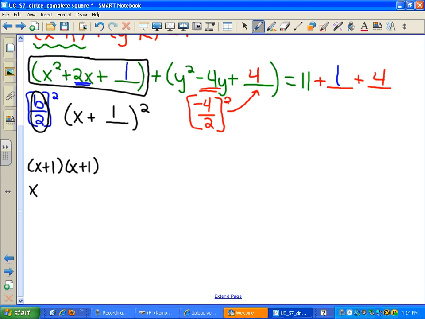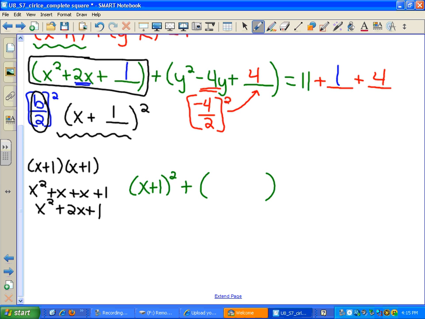So x times x is x squared. x times 1 is x. 1 times x is another x. 1 times 1 is 1. And so I get x squared plus 2x plus 1, which is what I started with. So all this does, the (x plus 1) squared, all that does is rewrite x squared plus 2x plus 1 in a format that I can use to find the center of a circle. I'm going to come down here and rewrite that. So I have (x plus 1) squared plus, well now let's do the same for the y's.